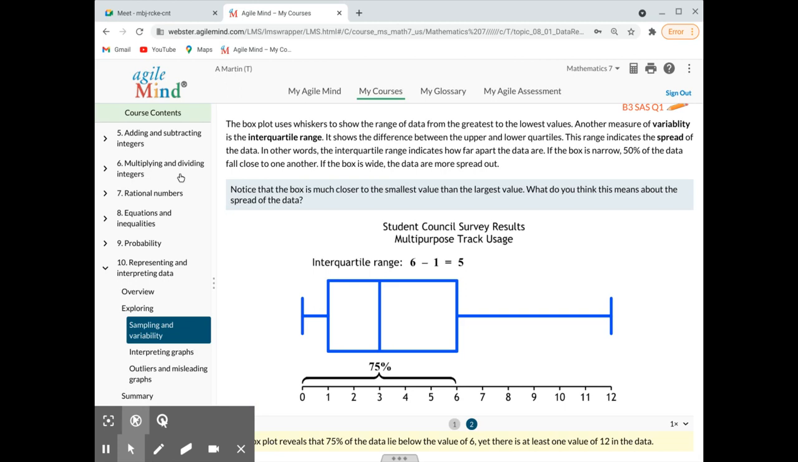It says the box plot reveals that 75% of the data lies below the value of 6 hours, even though there is at least one value of 12 in the data. So we want to focus on this 75% is how many hours or less? 6 hours or less. Correct. All right. So that would be our answer to what number? Number 1.